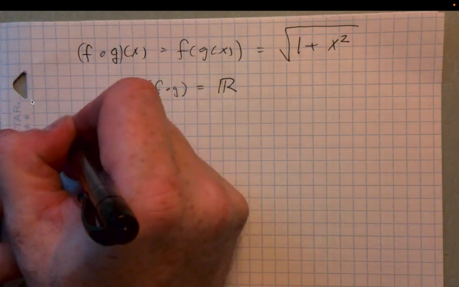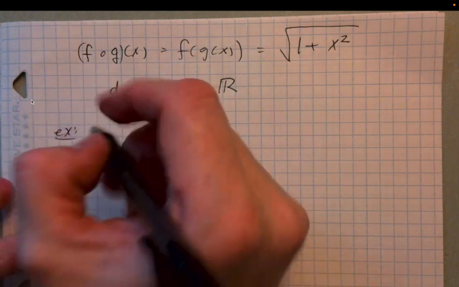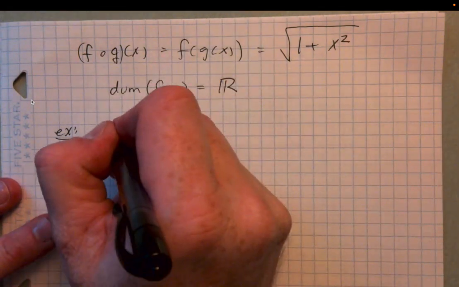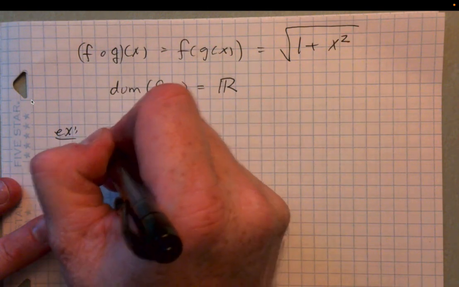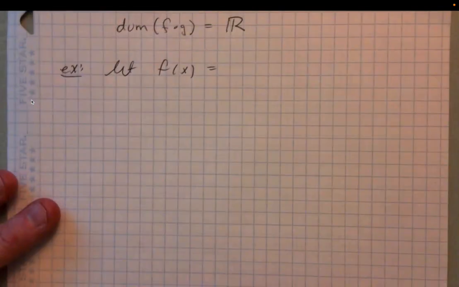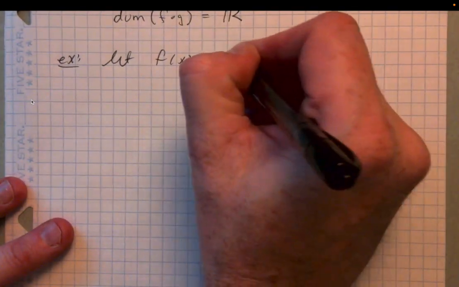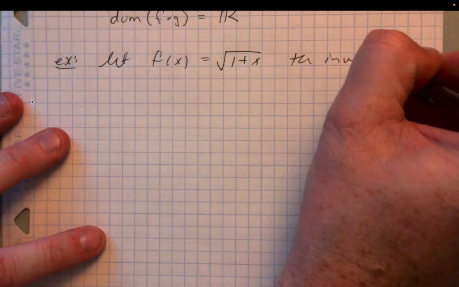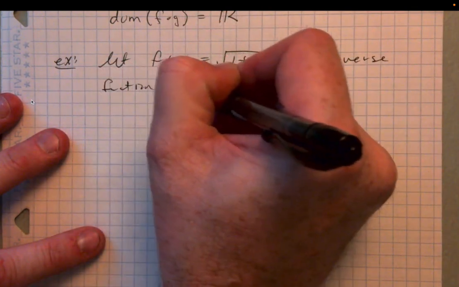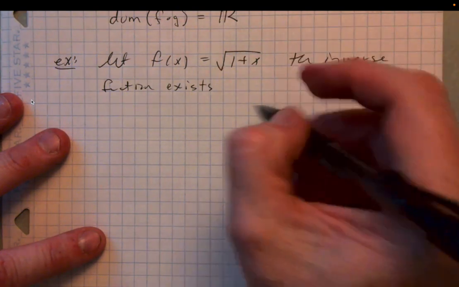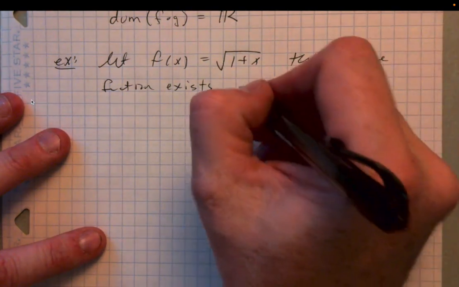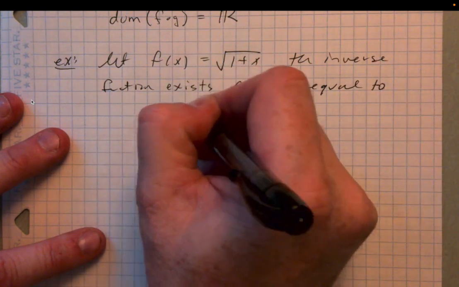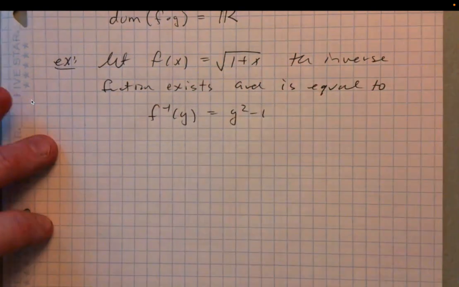One more example, and then we'll call it quits here. Let's think about the function f of x equals the square root of 1 plus x. It's the one we were just talking about. So let f of x equal the square root of 1 plus x. Okay. The inverse function exists, and I'll let you spend some time calculating what that is, but it's f inverse of y equals y squared minus 1, right?